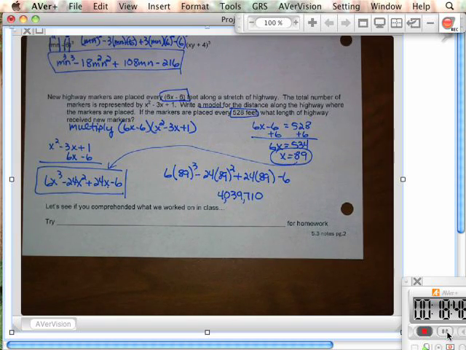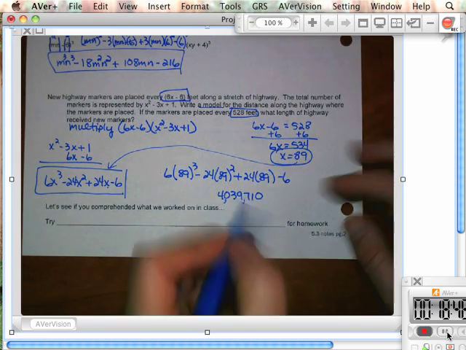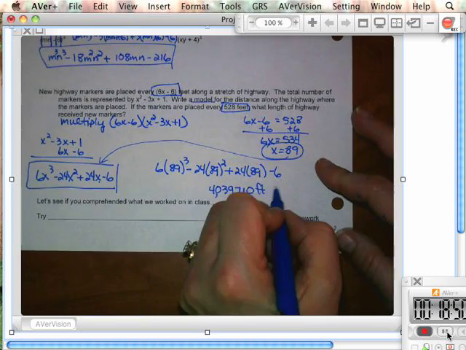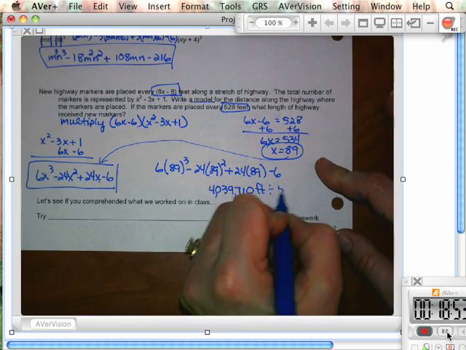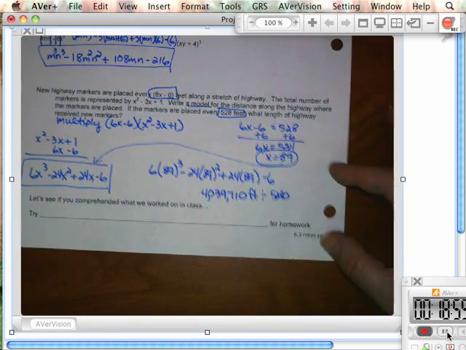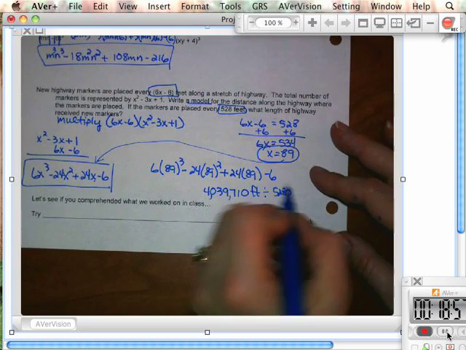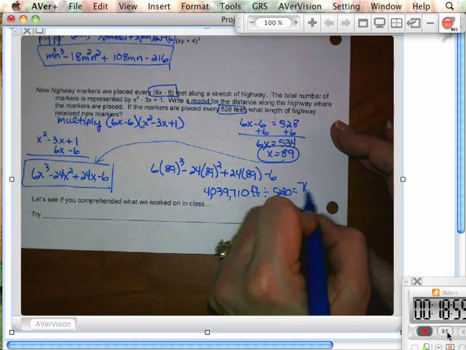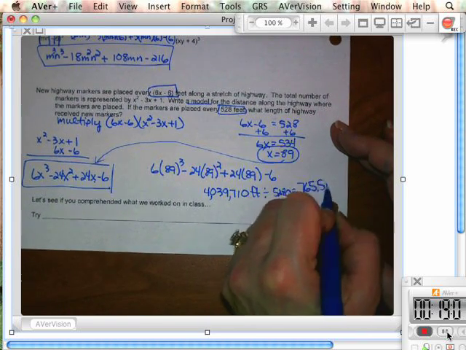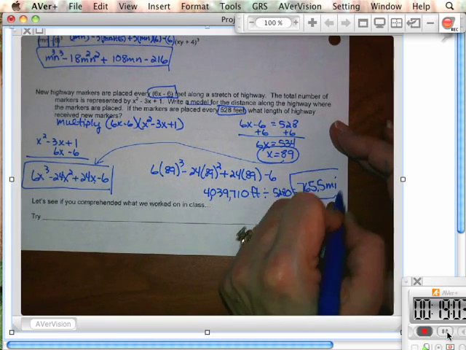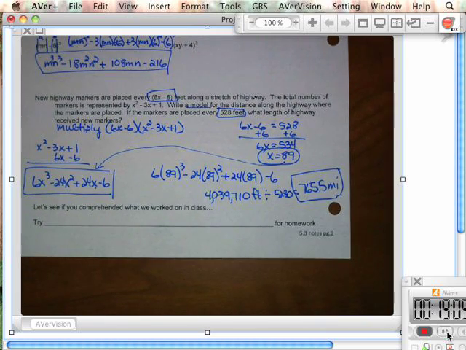4,039,710 feet. And just for the heck of it, if we divide it by 5,280 feet, because that's how many feet are in a mile, we find out that we have 765.5 miles. That's a lot of miles that were placed with new markers. Isn't that fun?